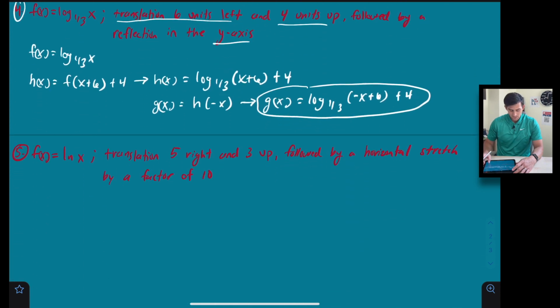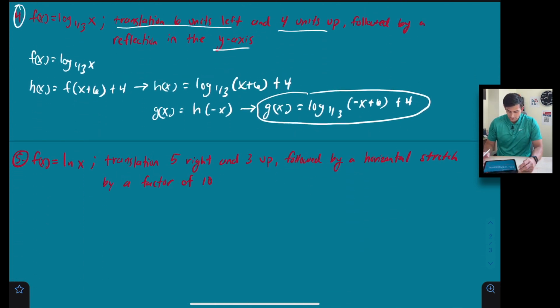All right, in our last example here, we have the natural log function. So f of x equals the ln of x. We're going to translate 5 right and 3 up, followed by a horizontal stretch by a factor of 10. So once again, we're going to start off with f of x, saying that's equal to the ln of x. And we can do these two transformations at the same time again.